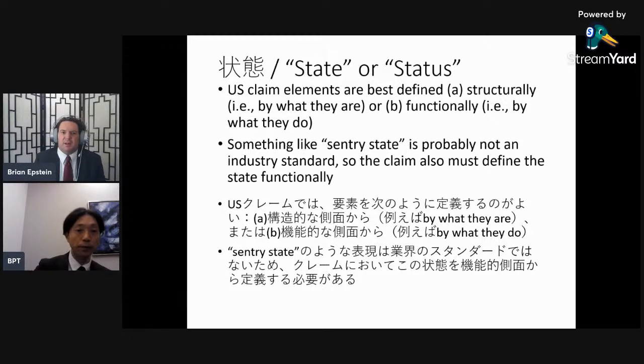So U.S. claim elements are best defined in two ways. The first way is structurally, and by that I mean what those elements are. And the second way is functionally, and by that I mean what these elements do. It's a strange way to set this forth, because what else is there, right? Well, a common mistake is that applicants sometimes try to define elements by their attributes or their characteristics.